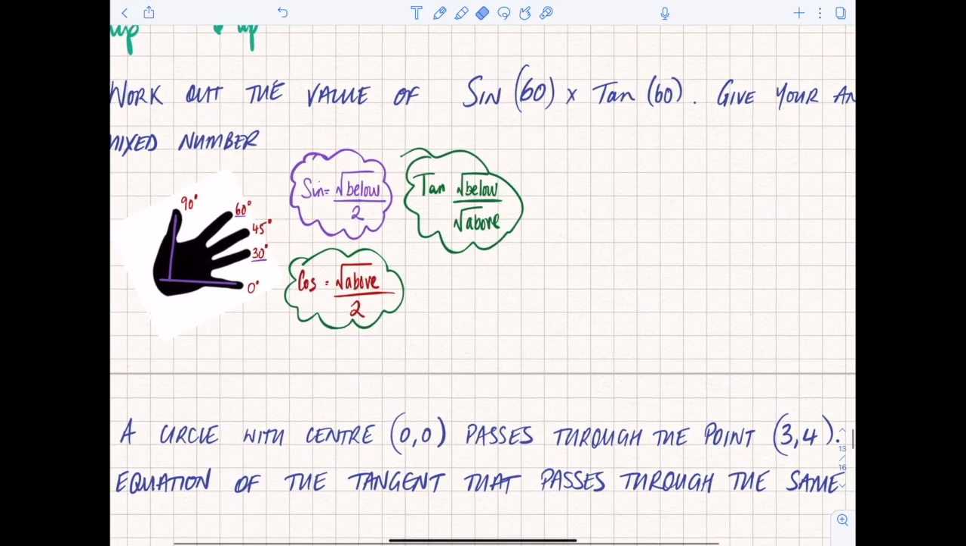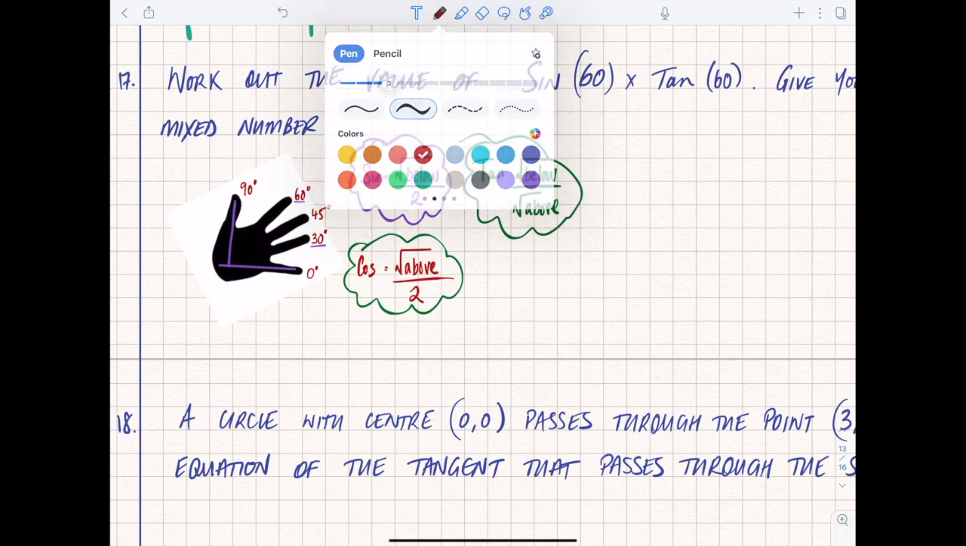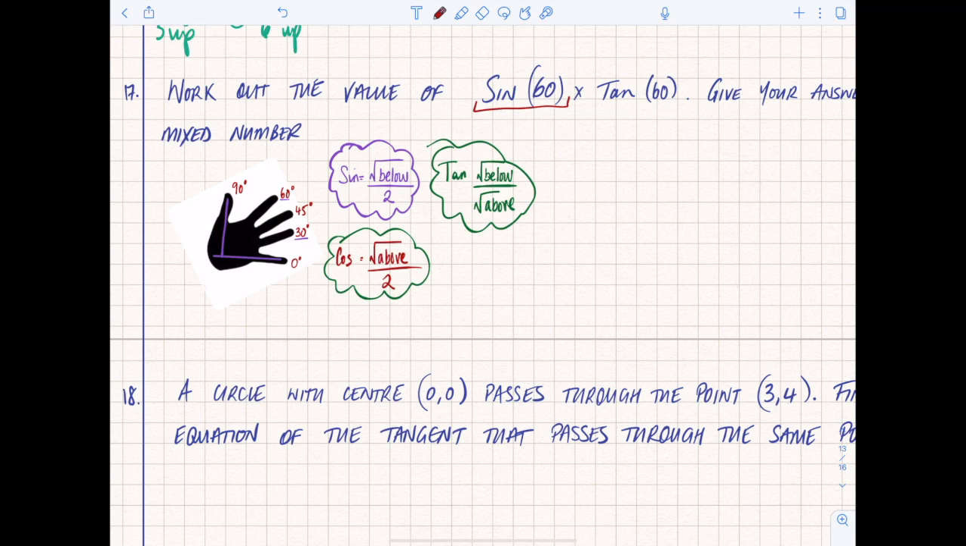So let's look at it now. It says, work out the value of sin 60 times tan 60. So first of all, sin 60. So sin 60, we're putting this finger down. How many fingers are below? 1, 2, 3. Because with sin, you go below. So it's root 3, always over 2. Okay, so I put this finger down, 1, 2, 3 below, over 2.